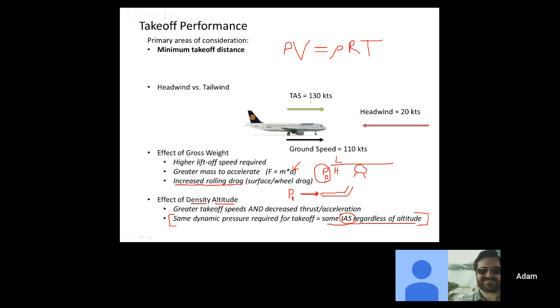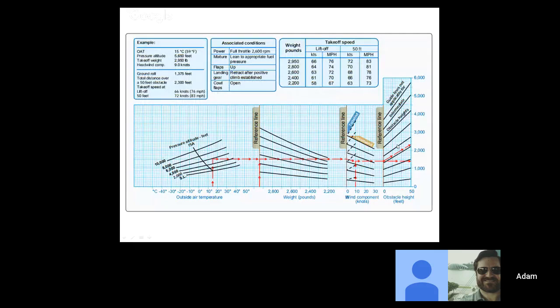Okay, so just real quick, takeoff performance. Your biggest parameter is minimum takeoff distance. That's the most important. And your considerations are the wind direction, the weight of your aircraft, and the density altitude for which you are operating, which we just learned a minute ago how to calculate.